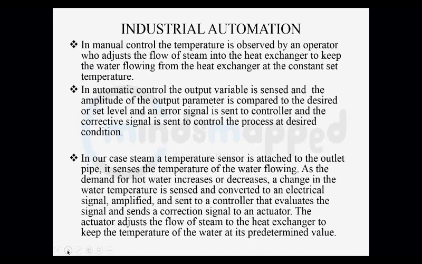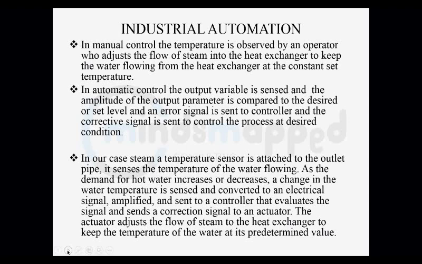So in manual control, the temperature is observed by the operator, who adjusts the flow of steam into the heat exchanger to keep the water flowing from the heat exchanger at a constant set temperature, right? We just discussed that. But in automatic control, you take the manual operator out of the equation. The output variable is sensed by the amplitude of the output parameter and compared to the desired or set level, which we sometimes call a set point. An error signal or a reference signal is sent to the controller, and a corrective signal is then sent by the controller back to keep it at the desired level.